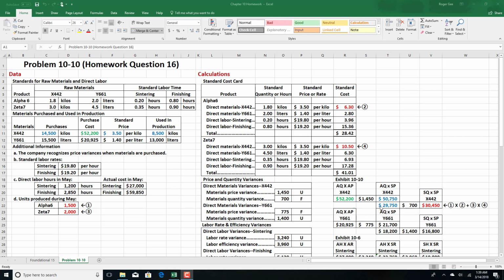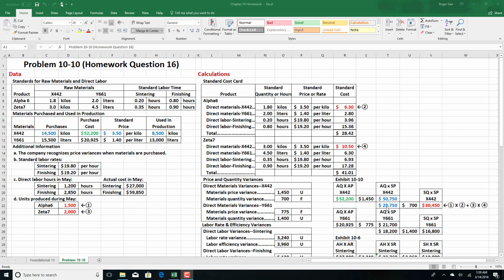Okay, now here's where it gets tricky. This is at the time of purchase. This is the time when the product is actually used in production. And so you're going to see two different numbers here. In this case, it's a huge difference. Sometimes it's very small, or sometimes it could be the same. Okay, so what's the actual quantity times the standard price of something that is used in production?